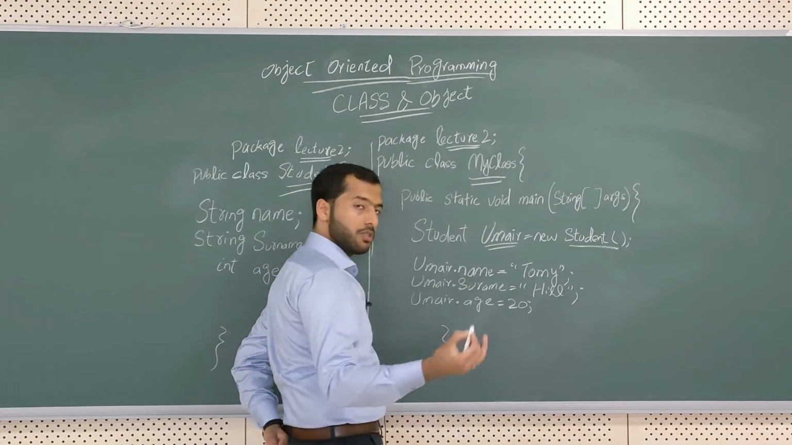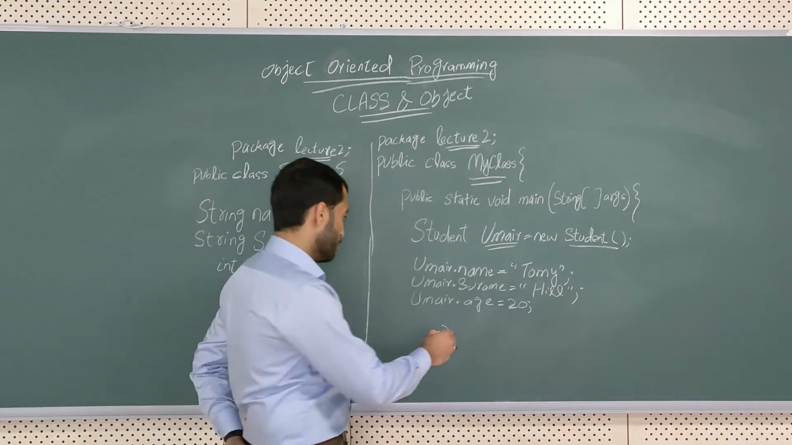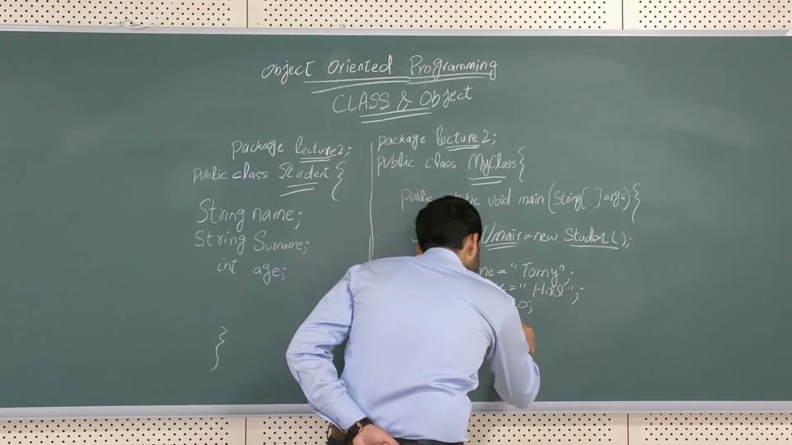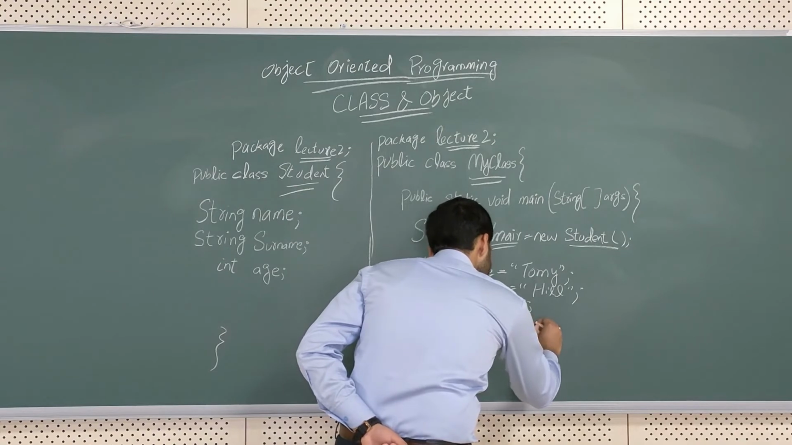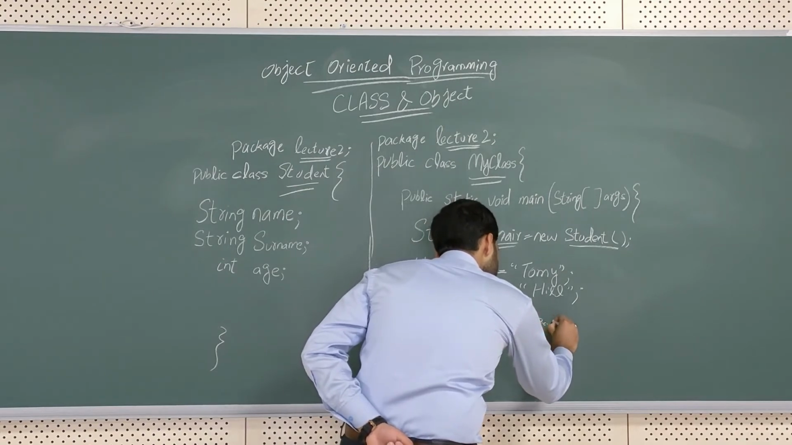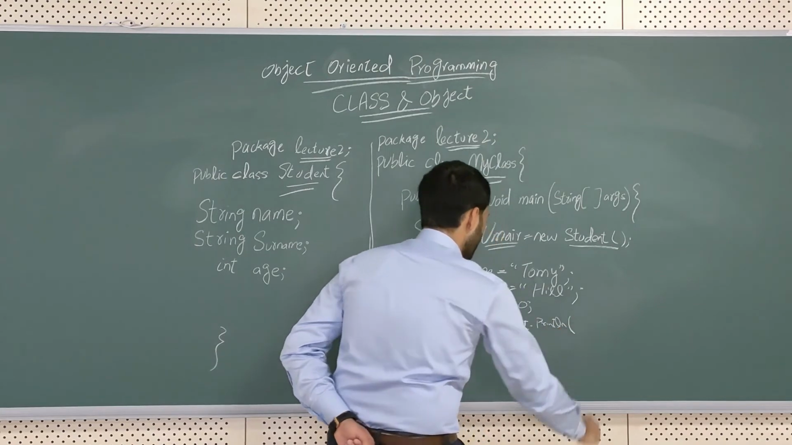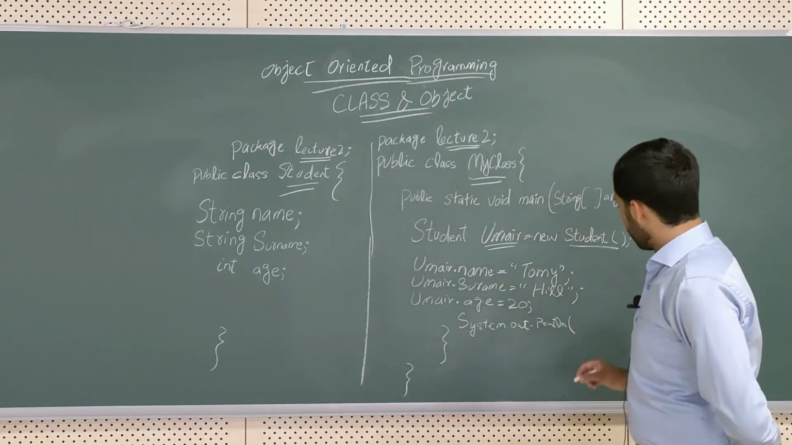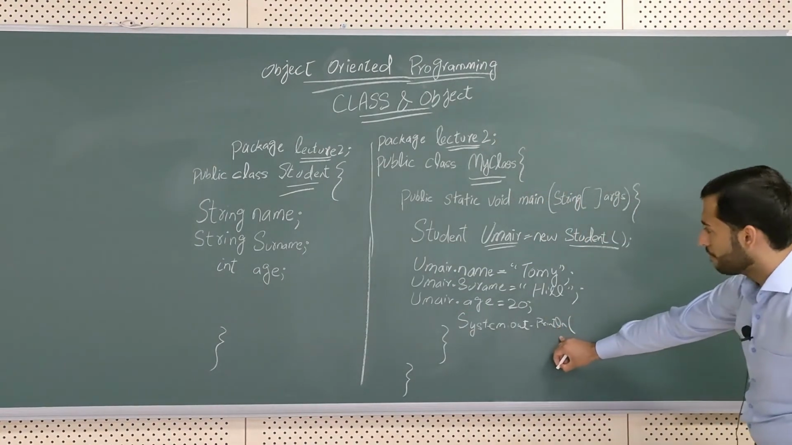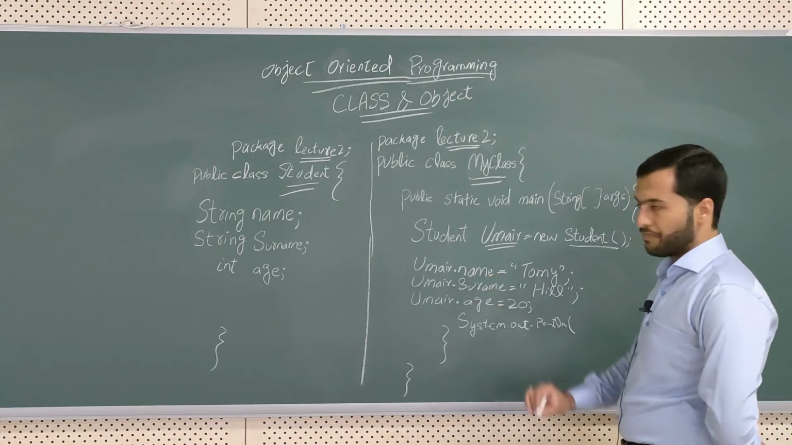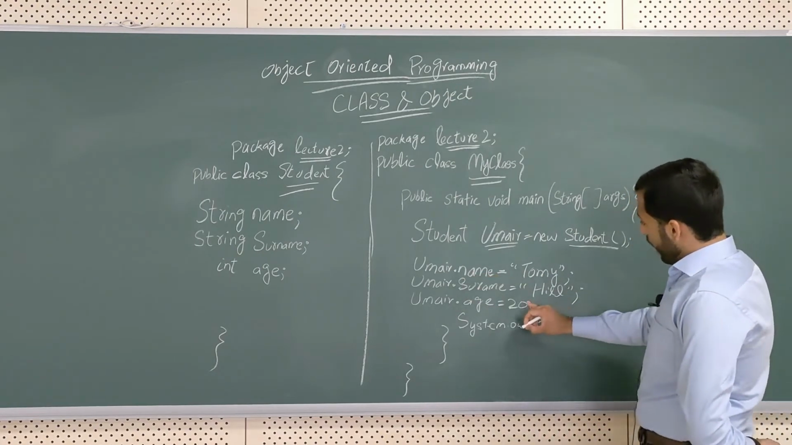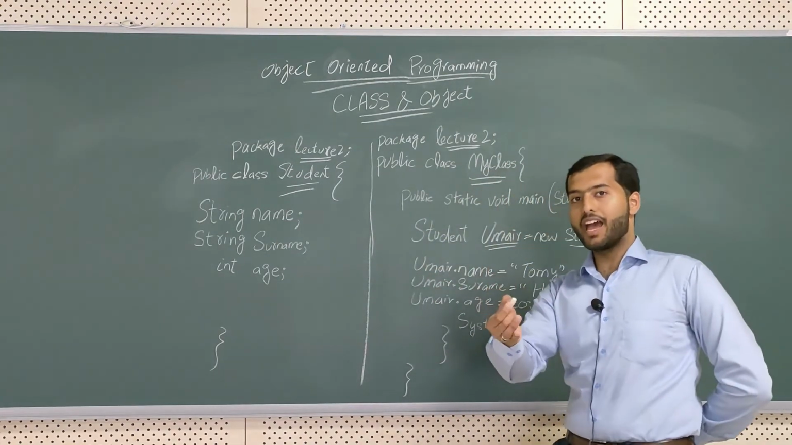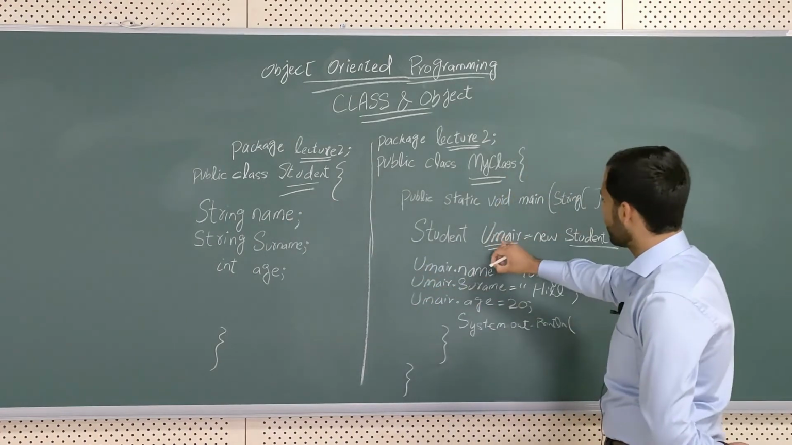the same statement, System.out.println. That is the statement to print something in Java. Here I want to print, for example, the name. As you can see, we have assigned the values, and those values are not here. So I have to call those values from here, and again I will use this name Umair.